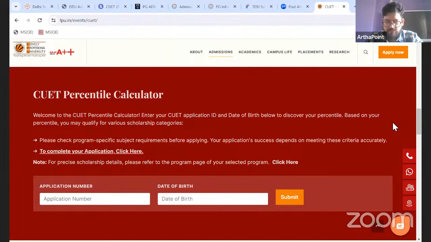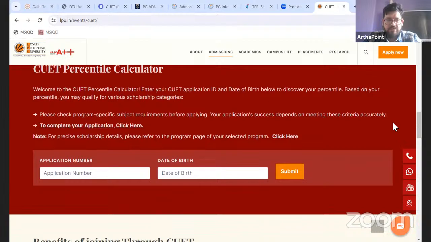I'll just confirm one thing. So this is what you can call a matrix or anything, whatever you wish to call it. Herein, the institute is kind of helping you in calculating the percentile for the CUET score. And what you have to do here is nothing much, you just go and put in your application number, right? Once you put in the application number, then put in the date of birth, right? After the date of birth, just submit it.